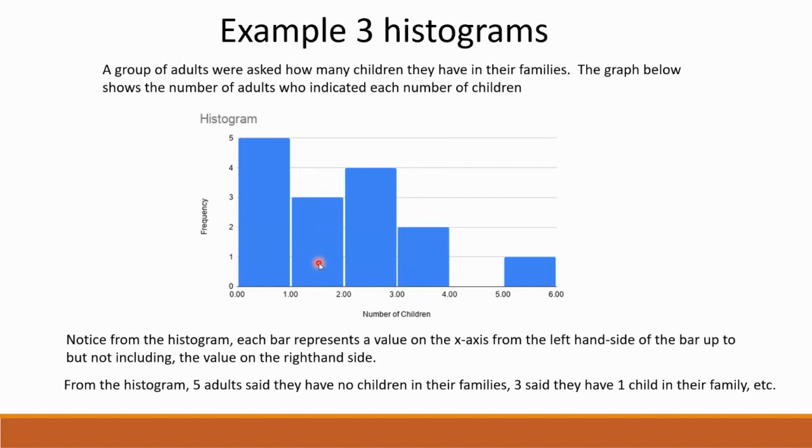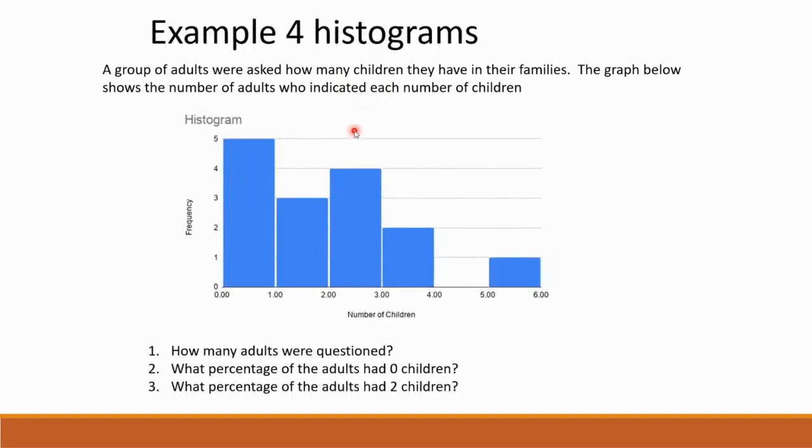Okay. How many families out there have 3 children? 2. That's from here. And so on and so forth. I mean, maybe a histogram isn't the best for this kind of problem. But again, I'm just trying to get everyone to read a histogram. Okay. That's one example.